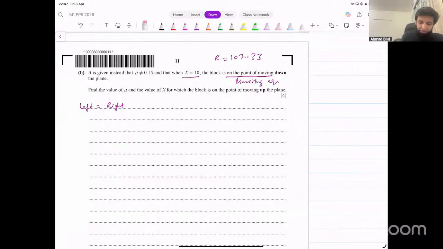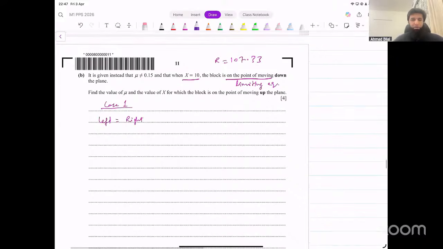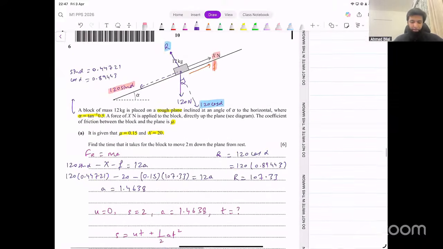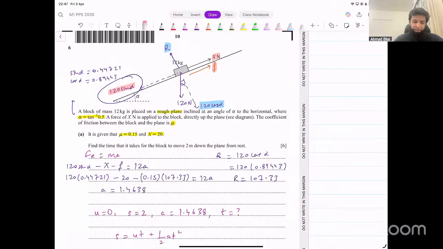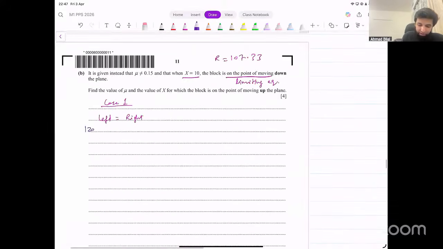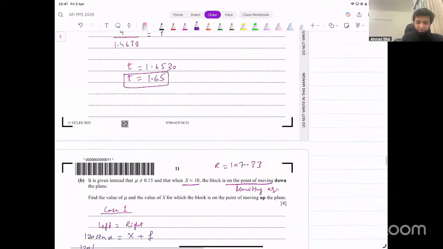Now, let's look at the first case. The first case is it's on the point of sliding down. If it's on the point of sliding down, what are the forces going to be? On the left side, we have 120 sine alpha, and friction still acts in the upwards direction. And these forces will be equal to each other. We would say 120 sine alpha should equal x plus f. Now, sine alpha, we already know what its value is. We found that above.